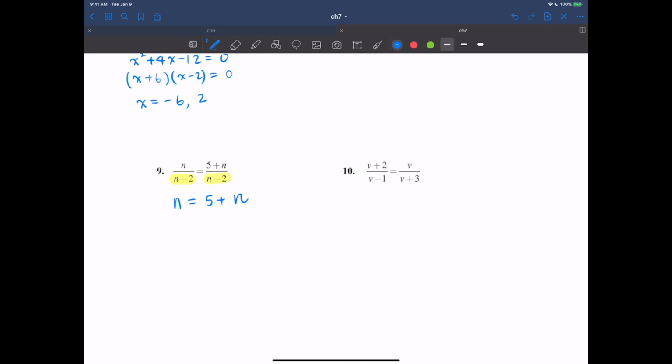If I solve this for n, we don't have a solution. If I subtract n from both sides, I got 0 equals 5, which is false. So our conclusion will be no solution. If you do cross multiplication, you will find out that your solution is 2, but n cannot be 2 because the denominator cannot be 0. And the same conclusion, we don't have a solution for this one.